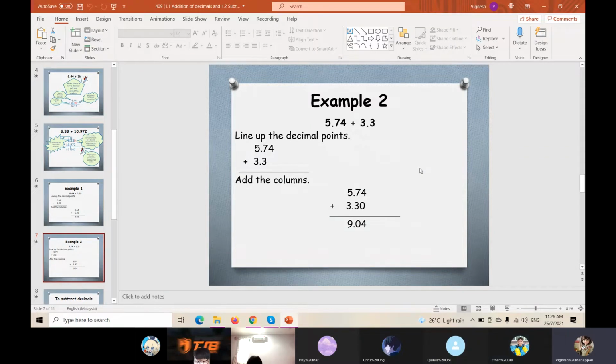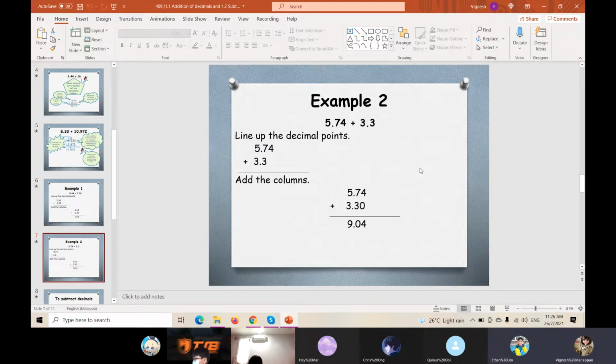Teacher, I don't know how to line up the decimal points. I already explained just now how to line up. How can you say you don't know how to line up, Ethan? May I know the reason? Teacher, you just put 0 behind. Did you concentrate just now?